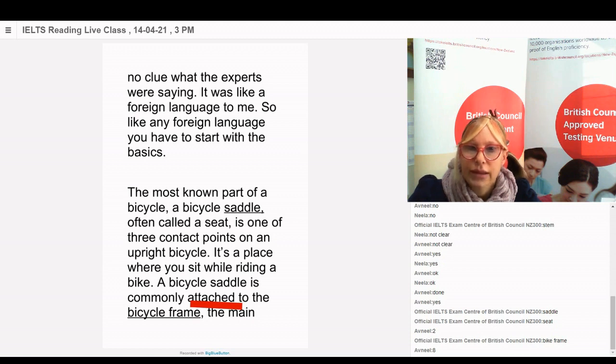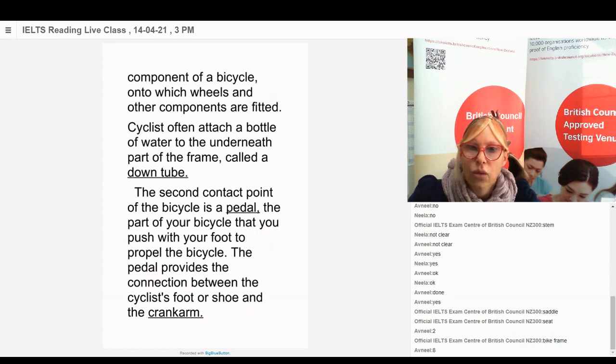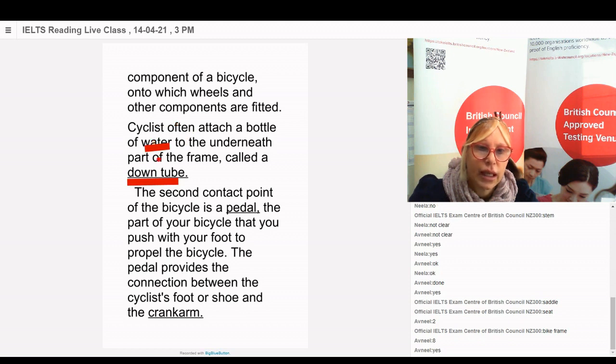The main component of a bicycle onto which wheels and other components are fitted. Cyclists often attach a bottle of water to the underneath part of the frame called a down tube. So here we're talking about the water bottle. So look at your diagram again and see, can you see the red bottle there, bottle of water? So they're saying cyclists often attach a bottle of water to the underneath part of the frame called a down tube. All right, so look where the red bottle is and look which number is pointing to that long metal part down the middle. Can you see the number there? Correct, well done.